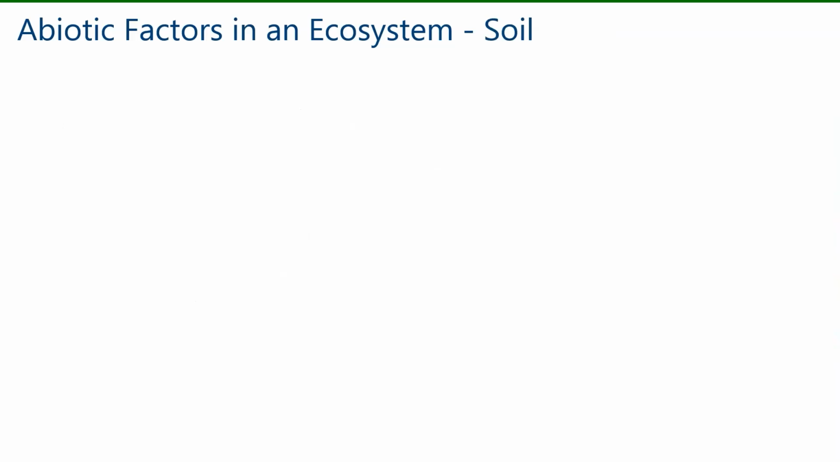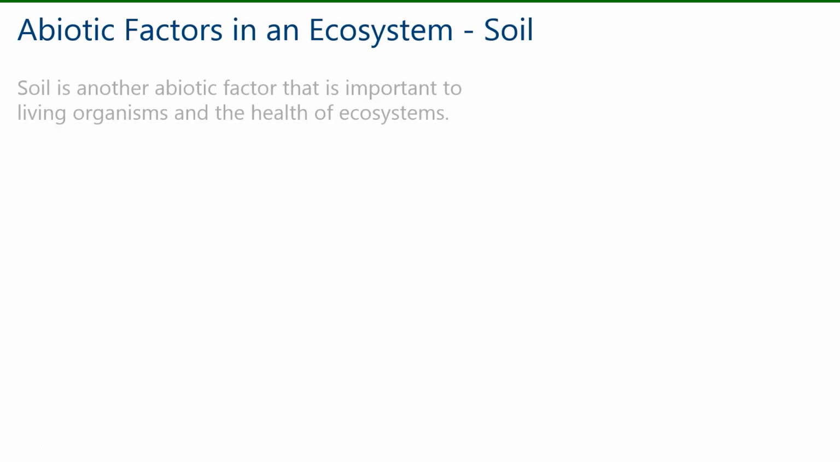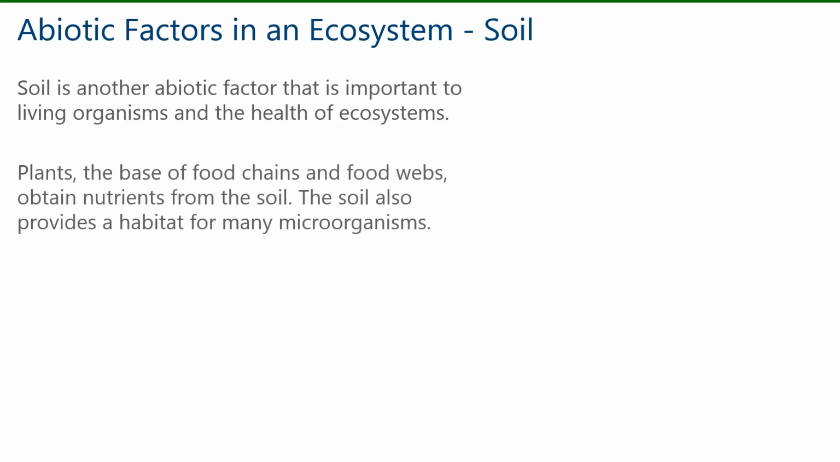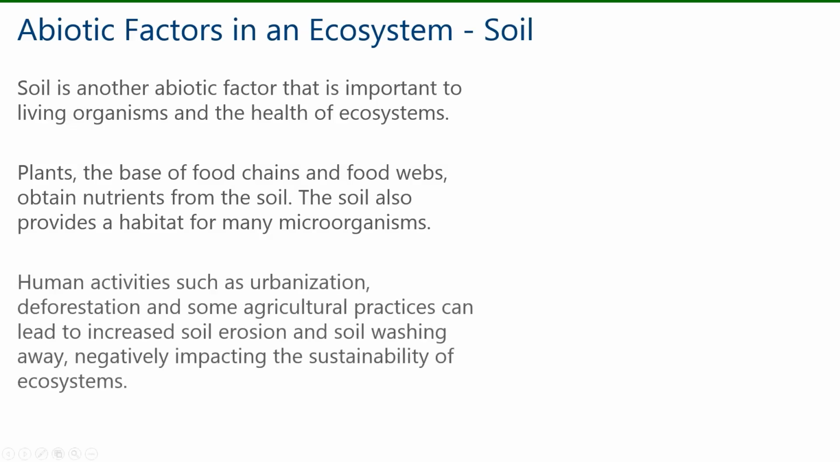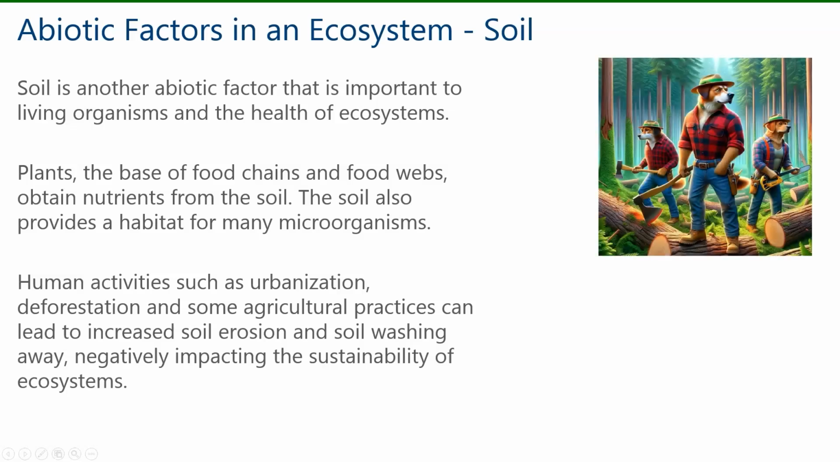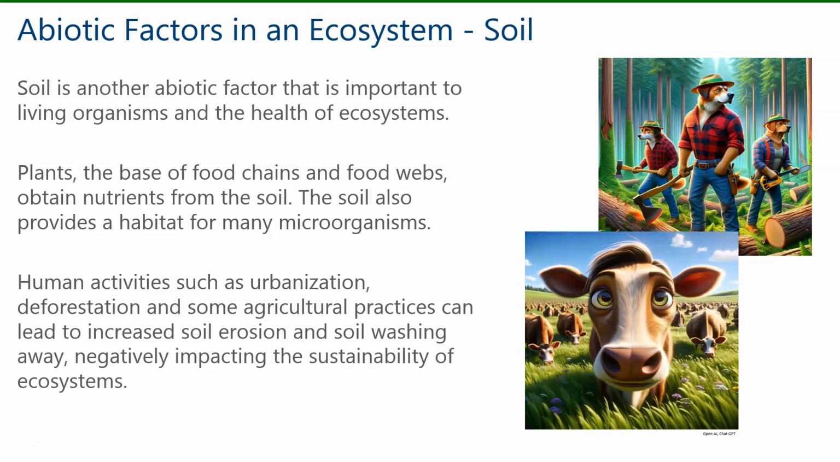Now we'll look at the abiotic factor of soil in an ecosystem. Soil is another abiotic factor that is important to living organisms and the health of ecosystems. Plants, the base of food chains and food webs, obtain nutrients from the soil. The soil also provides a habitat for many microorganisms. Human activities such as urbanization, deforestation, and some agricultural practices can lead to increased soil erosion and soil washing away, negatively impacting the sustainability of ecosystems.